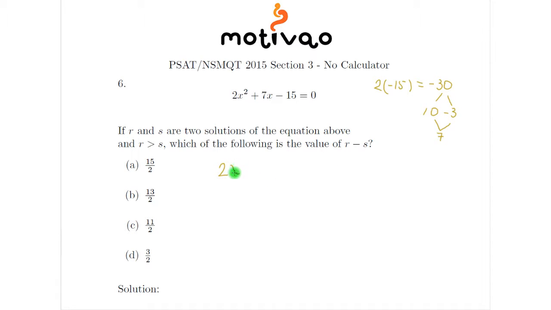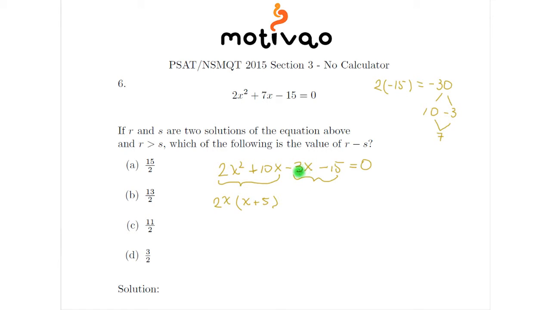So we have 2x squared plus 10x minus 3x minus 15 equal to 0. Now notice that I haven't changed my equation because 10x minus 3x is 7x. So now I factorize something here and I factorize something here. What can I factorize between 2x squared and 10x? Well, you've guessed it, it's 2x. This gives me x plus 5.